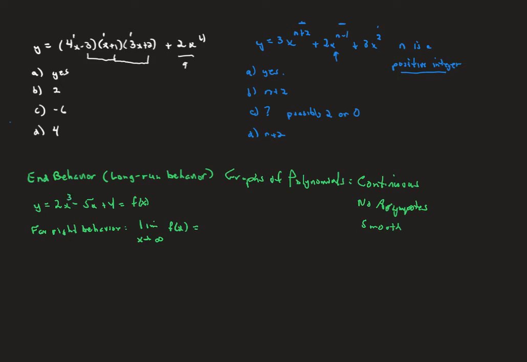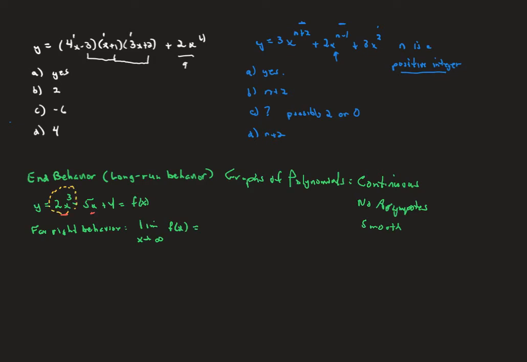And I left off the cube. That was supposed to be cubed right there. And then minus 5x plus 4. If you put in a big number like, say, 1,000, and you cube it, it's going to get huge. Way bigger even than what you might get from that minus 5 times 1,000. So we say that the behavior of this graph as x goes to positive infinity is going to be determined by the highest power of x and its coefficient.